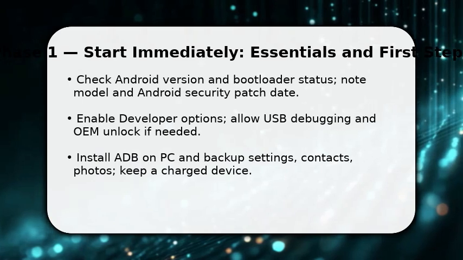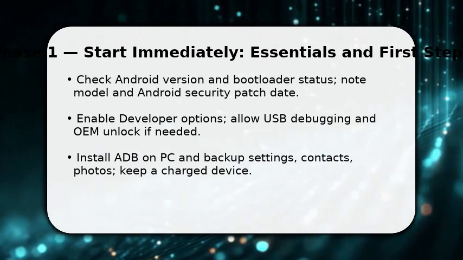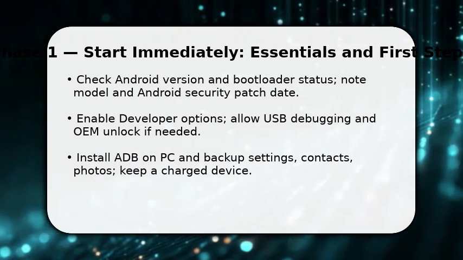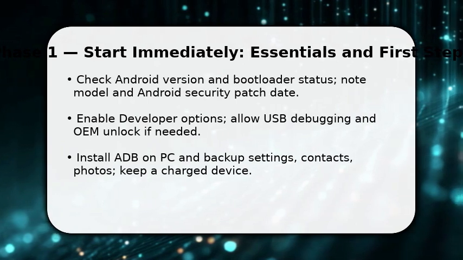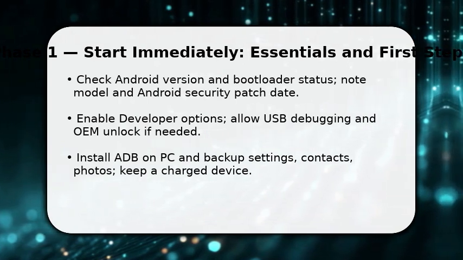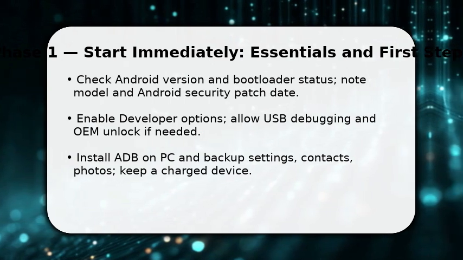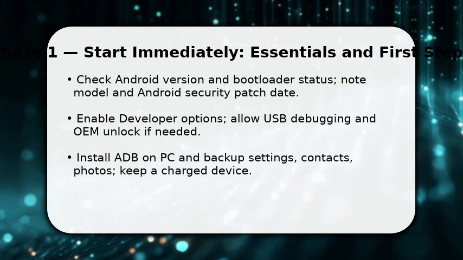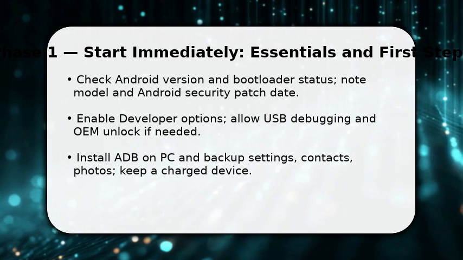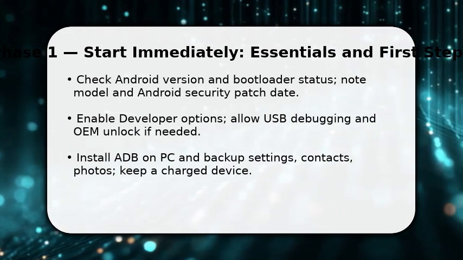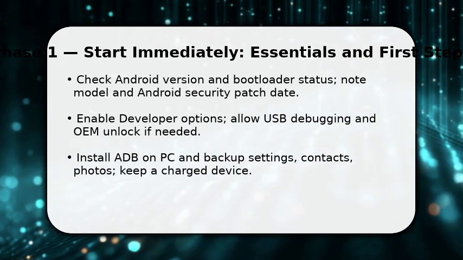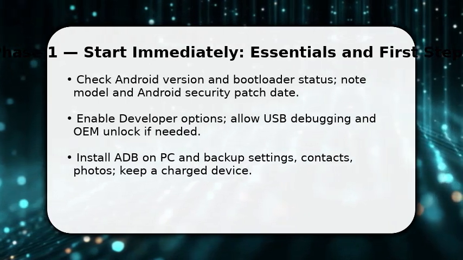You start by confirming prerequisites. Check Android version, model, and whether the bootloader can be unlocked. This matters because many installs require system access. Once done, enable developer options and USB debugging. Allow OEM unlock if your device supports it. Make a full backup to your PC or cloud so you can restore if something goes wrong.